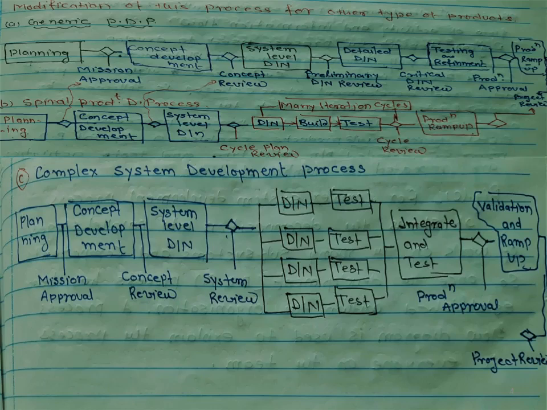And the third one is the complex system. It shows the decomposition into parallel stages after the system level design. So we have to decompose the product into various subsystems, design all the subsystems and test, and finally we integrate and test the final product and take the production approval. So the conclusion of integrate and test is that we have to get the production approval, and finally validation and ramp up the product.